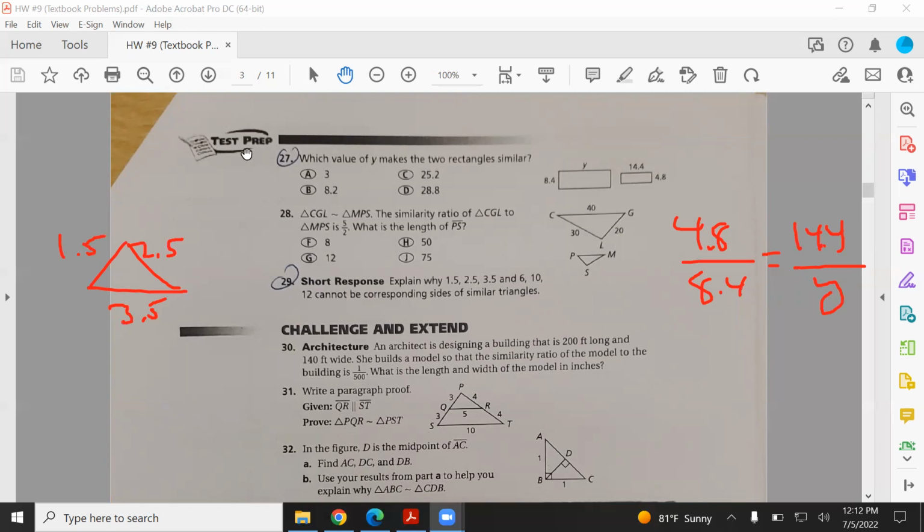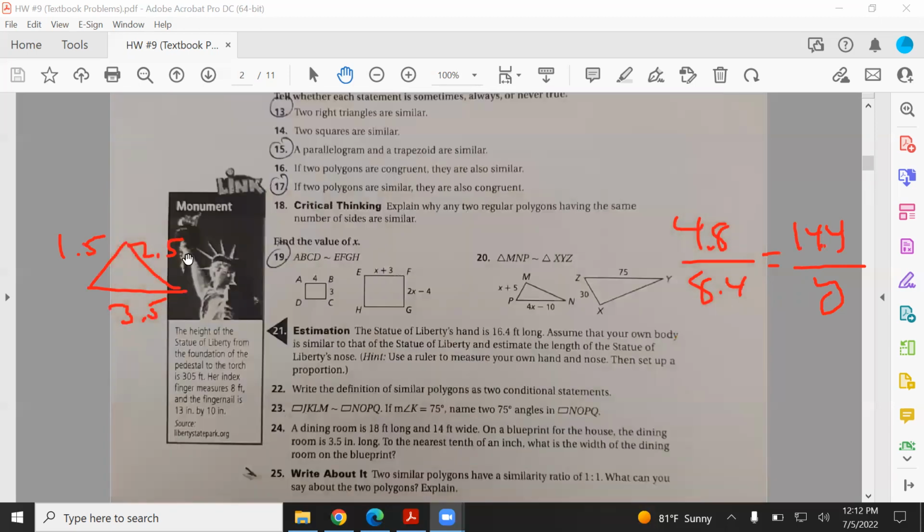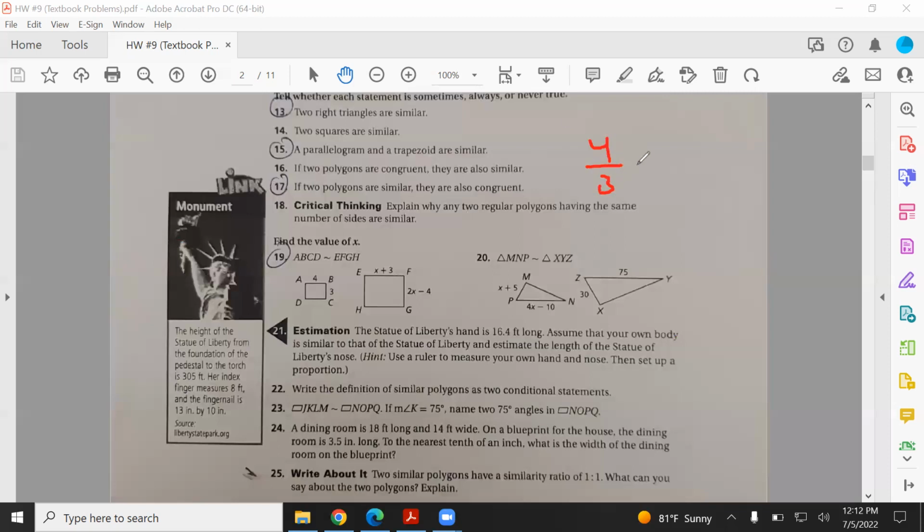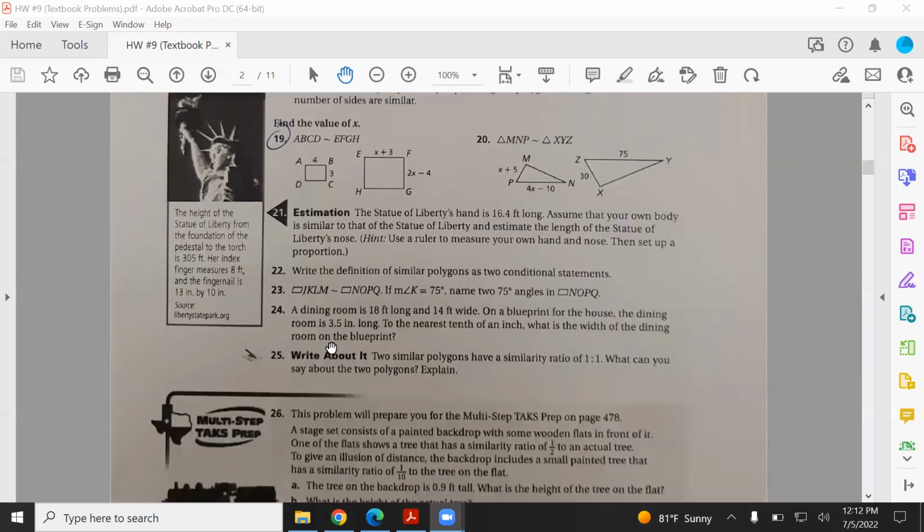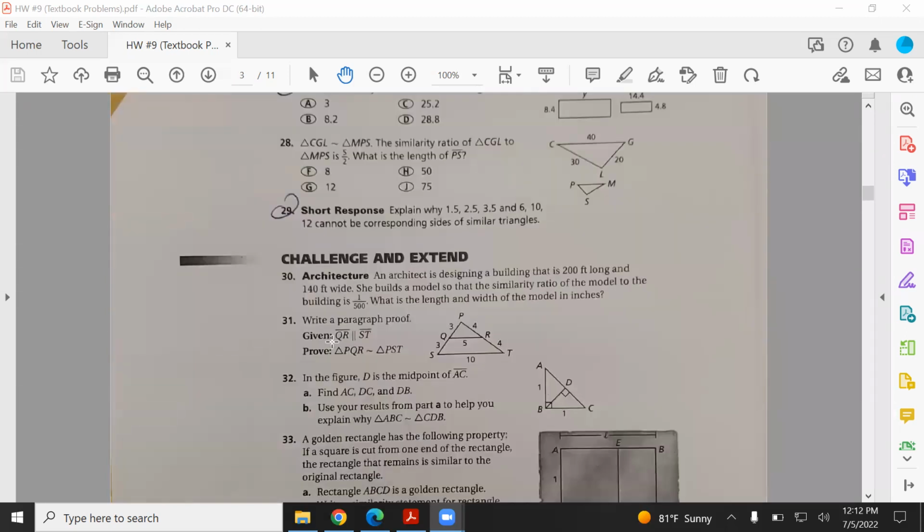Oh, 19, yes. Let's go back to 19. So you're going to do 4 over 3 equals x plus 3 over 2x minus 4. And you have to cross multiply. Right, and then you solve for x, exactly. You combine like terms.